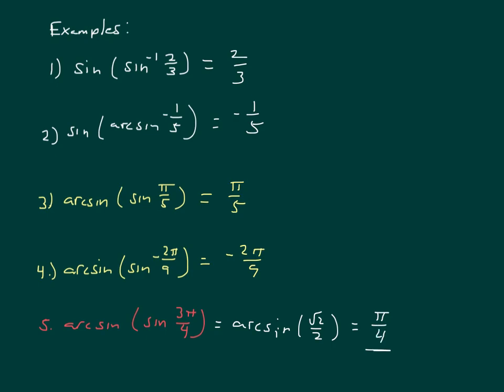So in that instance, where this angle is not between negative pi over 2 and pi over 2, it's not in the range of that inverse trig function, so it's going to be something different. As in the two cases we saw in 3 and 4, the angles inside were within the range of the inverse trig function, so they would just undo each other, and I would just get the pi over 5 or negative 2 pi over 9.